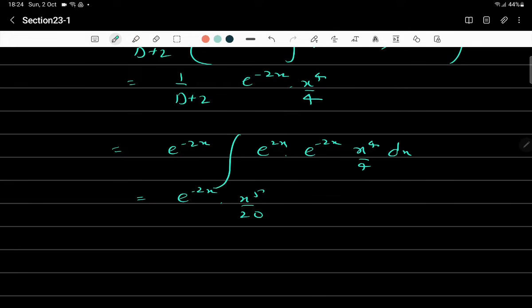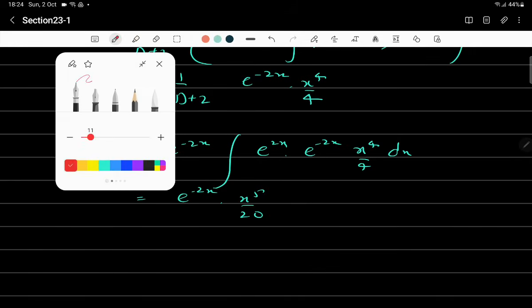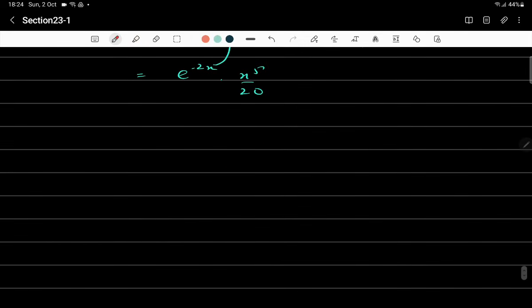So you can see that if you use variation of parameter, it will take a lot of time, but here you will be able to do it very quickly. The next method is partial fraction.